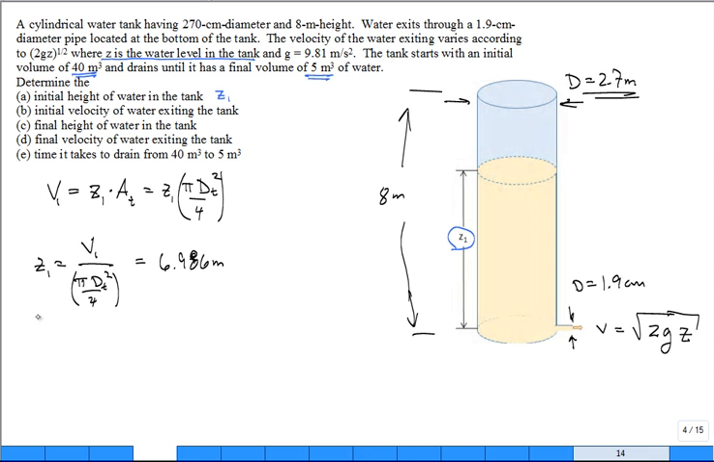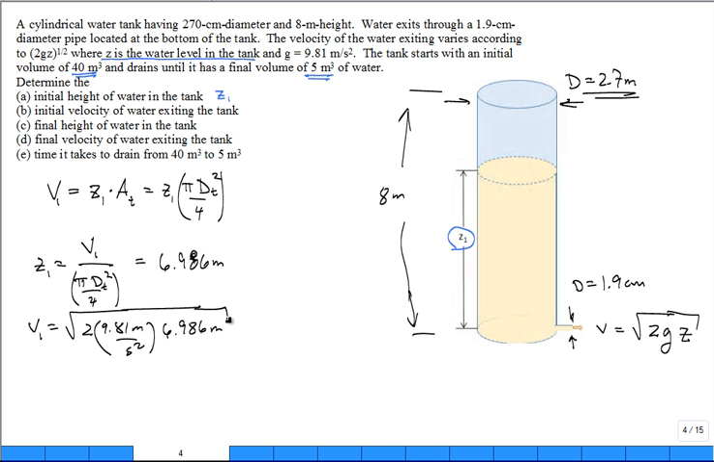So all we have to do to calculate V1 is use this equation, square root of 2g, 9.81 meters per second squared, put your units in, times the elevation, 6.986 meters. You notice that you get the units to work out. V1 is equal to 11.708 meters per second. All right, how about the final height of the water tank?